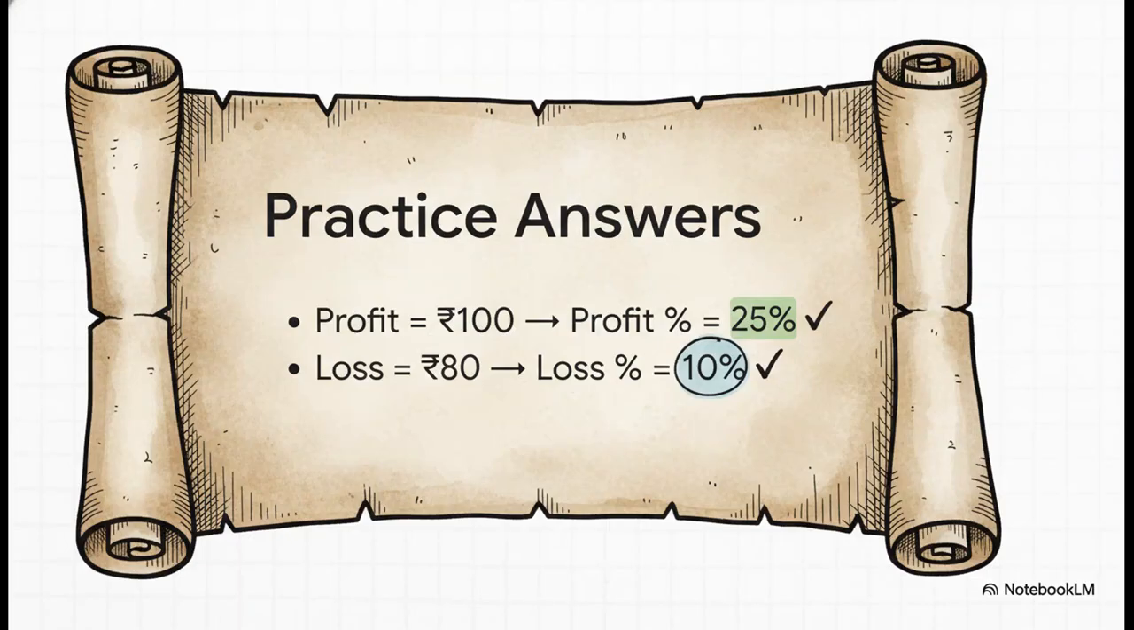For the first one, the profit was 100 rupees. So 100 divided by 400 times 100, that's a 25% profit. For the second one, you had a loss of 80 rupees. So 80 divided by 800 times 100 is a 10% loss. How'd you do? I bet you nailed it.